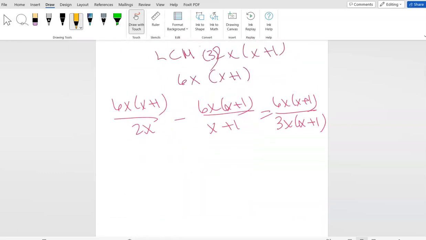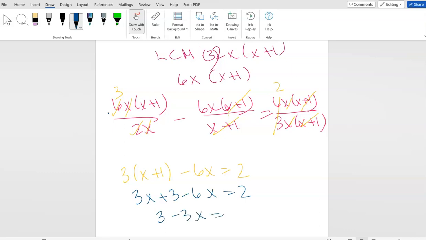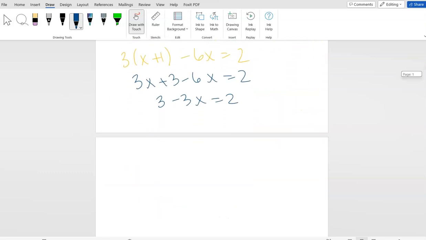And I'm going to come through here, and those cancel. This leaves me a 3. Those cancel, and this leaves me a 2. So I'm left with, let's see here, 3x plus 1 minus 6x equals 2. Now I just have to solve this. So 3x plus 3 minus 6x equals 2. That's going to give me 3 minus 3x equals 2.